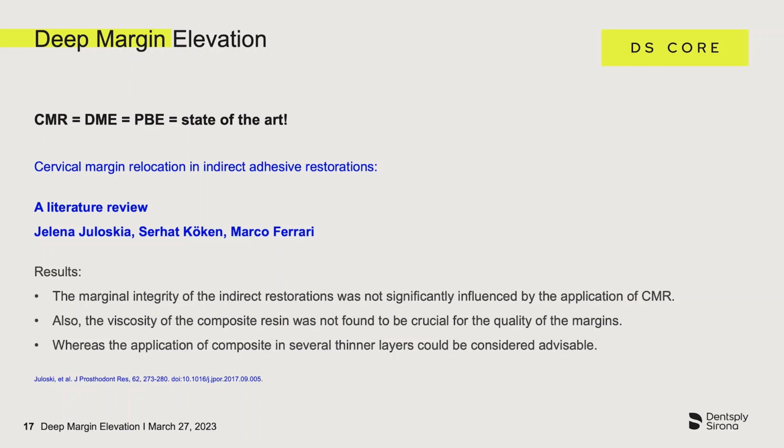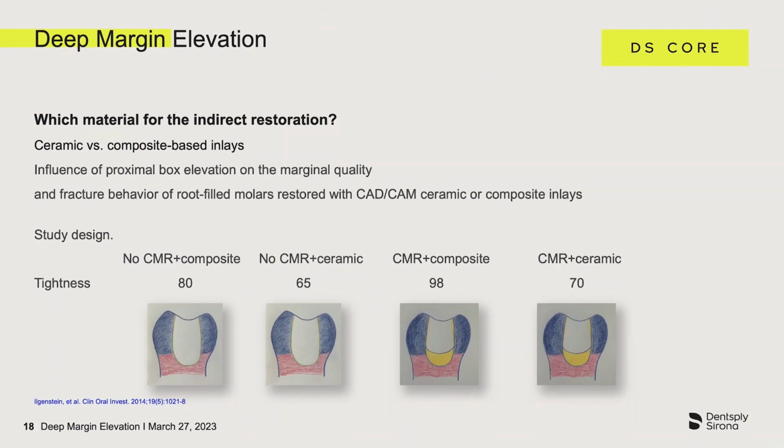Therefore, the type of composite used for deep margin elevation does not seem to have any influence on the quality of the marginal seal nor the quality of the bond between the composite and the ceramic. Let us now shed some light on which material is preferred for the indirect restoration after performing the deep marginal elevation. In a study here, it was investigated whether the marginal seal between deep margin elevation and composite-based indirect restoration shows a difference compared to the use of classical ceramic restorations.